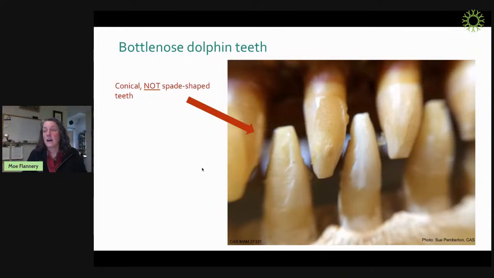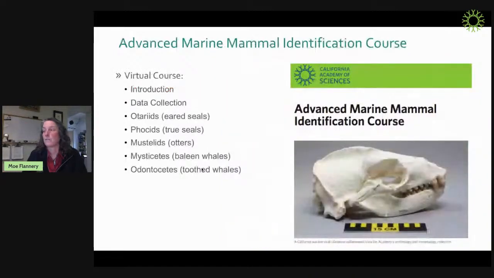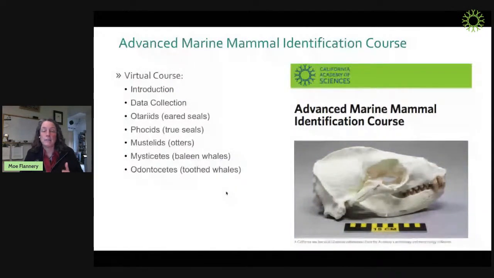The class on Thursday on iNaturalist is going to go into detail about the best photos for you to take. But if you want to learn more about going more in depth about marine mammal identification, things I wasn't able to touch on today in our short period of time together, we do have an advanced marine mammal identification course.